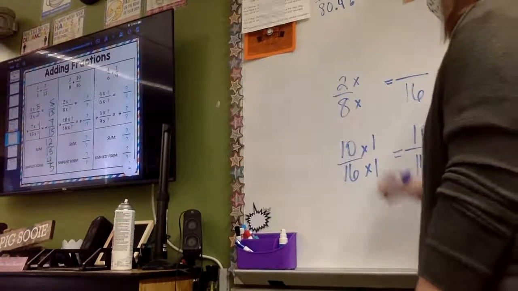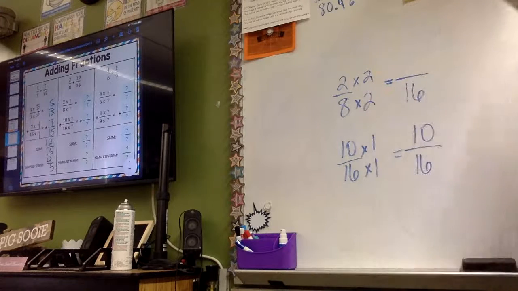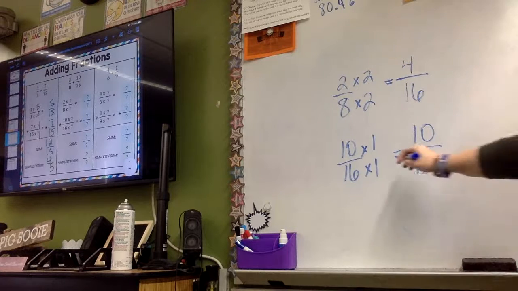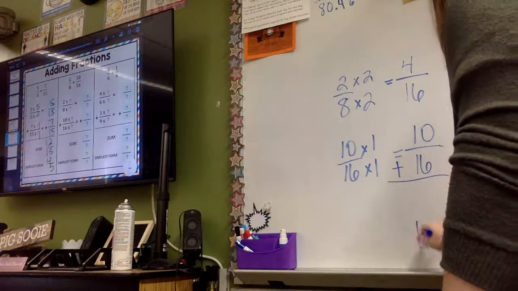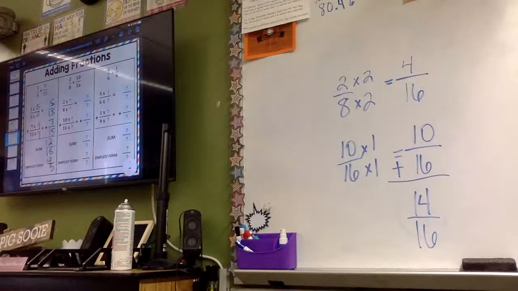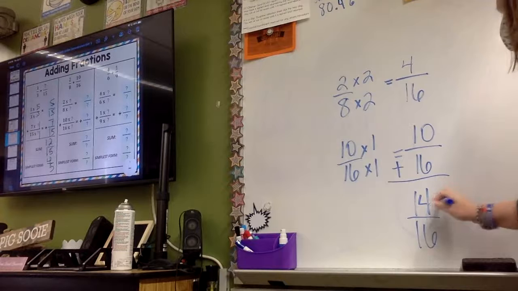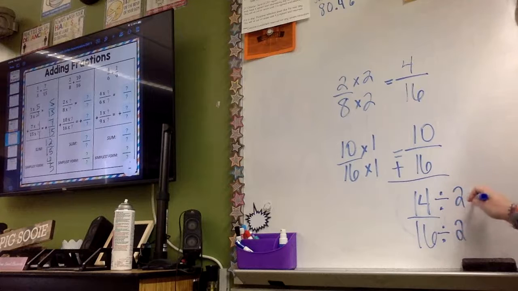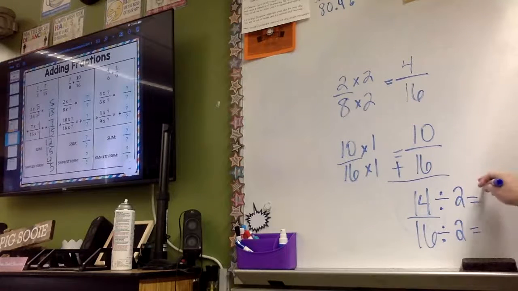This one, top one will get multiplied by what? 2. So I'm going to multiply by 2 on the top, 2 on the bottom, and I will get what? 4/16. Now, I add those two together. 14/16. Now I need to simplify. What can I divide both of these numbers by? 8. Definitely no. 2. Yeah! I'm so smart. So my answer will be what? 7/8.